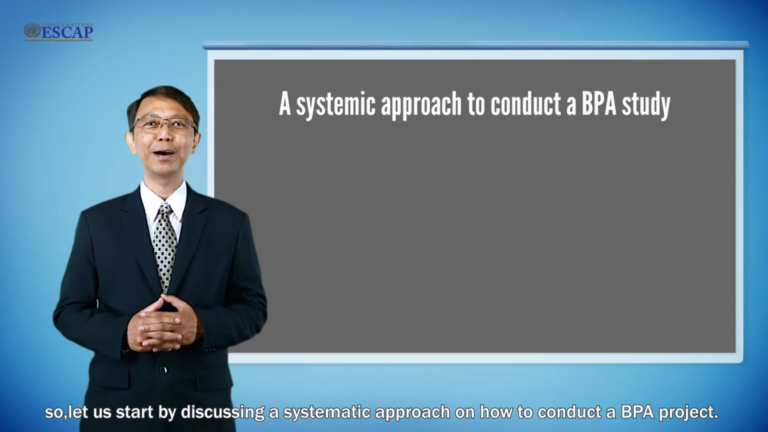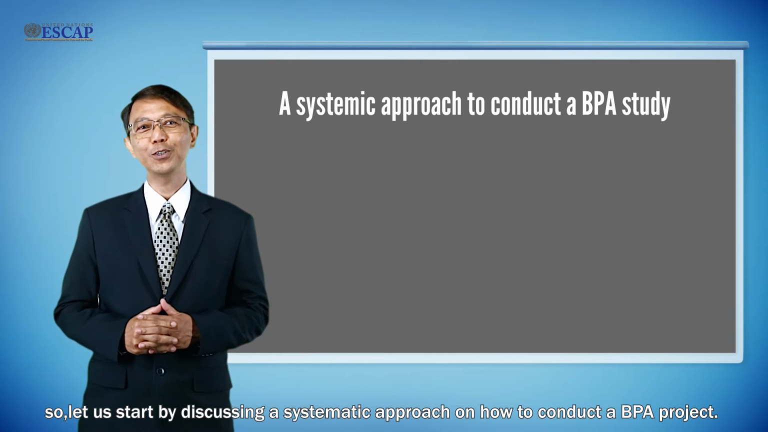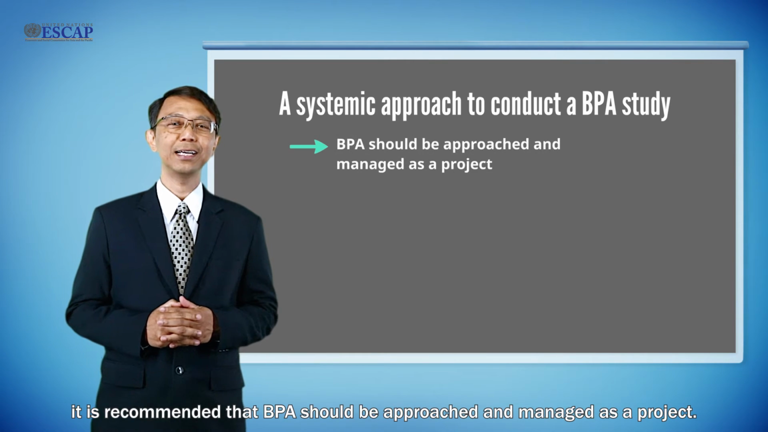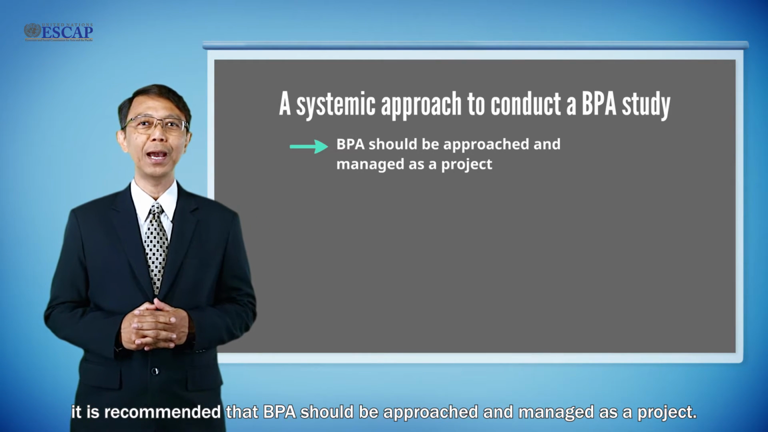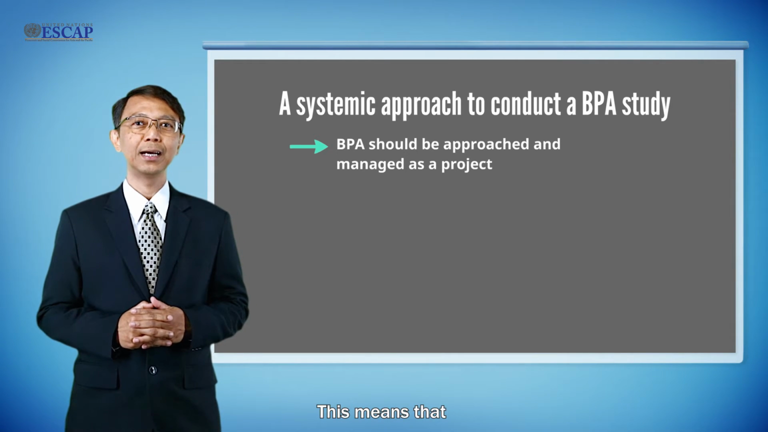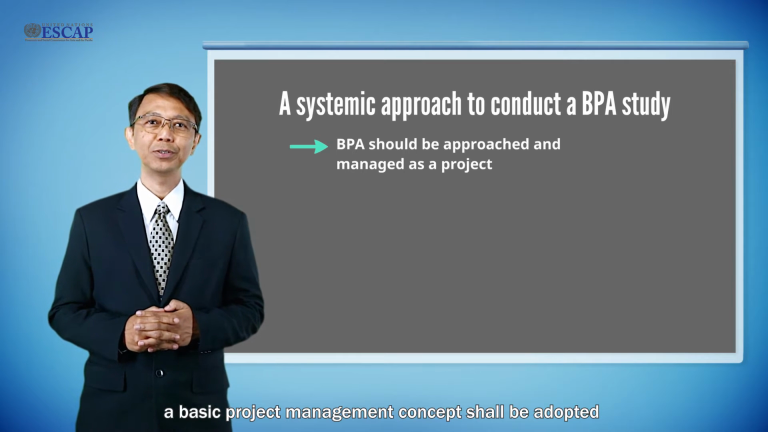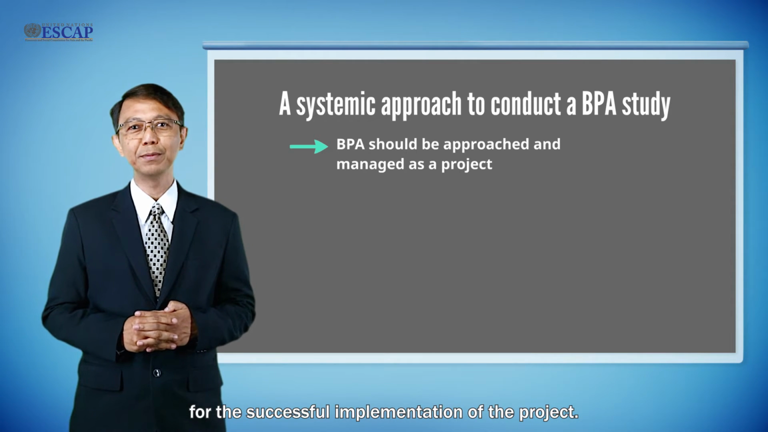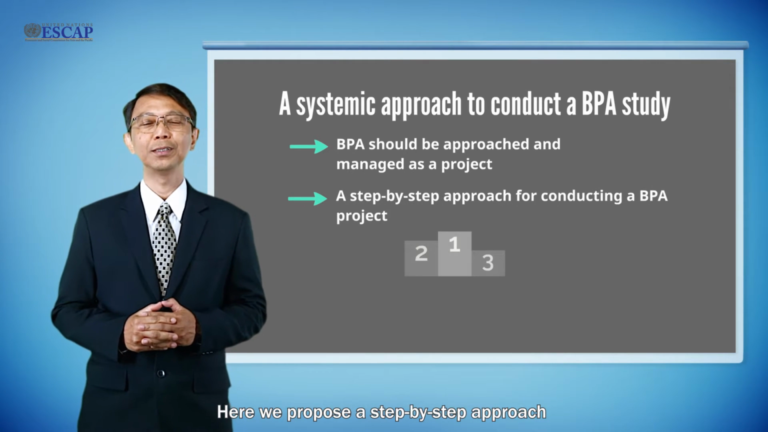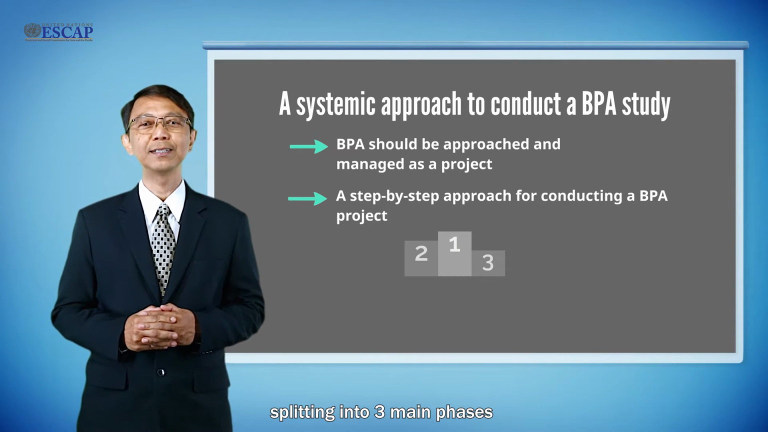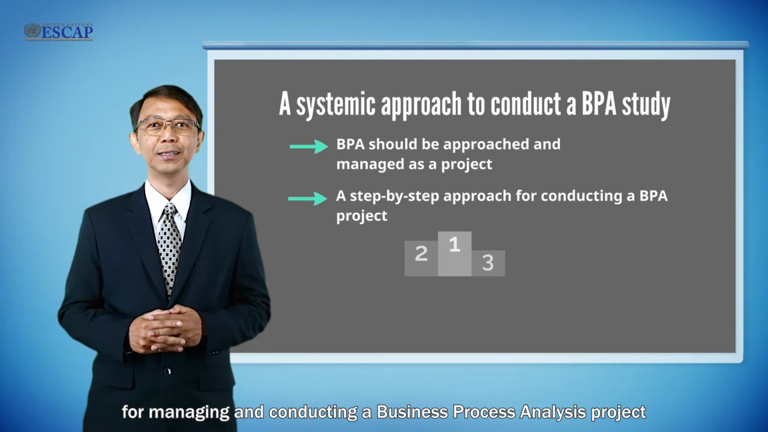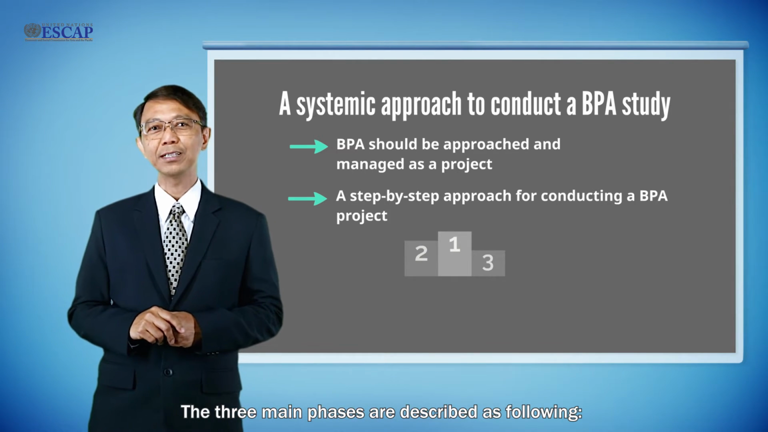So, let us start by discussing a systematic approach on how to conduct a BPA project. Firstly, it is recommended that BPA should be approached and managed as a project. This means that a basic project management concept shall be adopted for the successful implementation of the project. Here we propose a step-by-step approach splitting into three main phases for managing and conducting a business process analysis project. The three main phases are described as following.